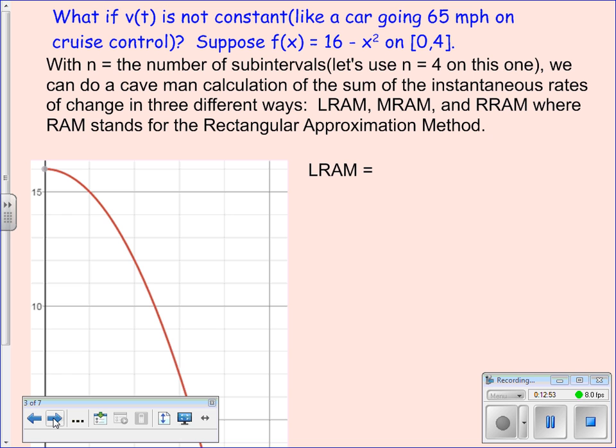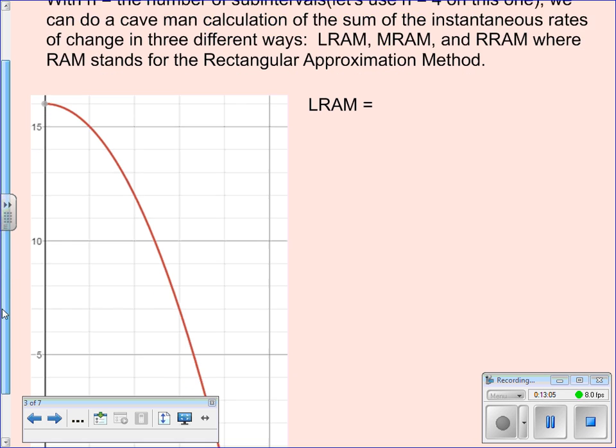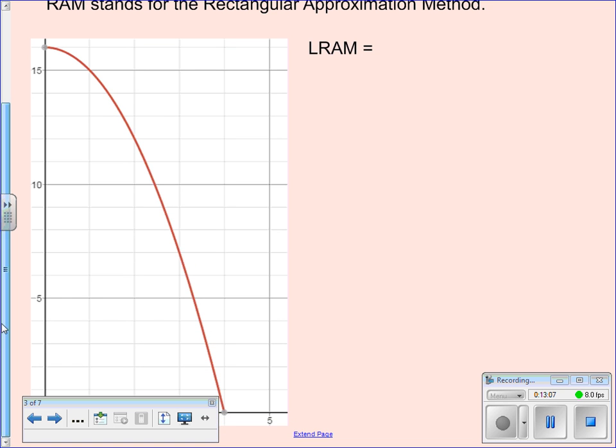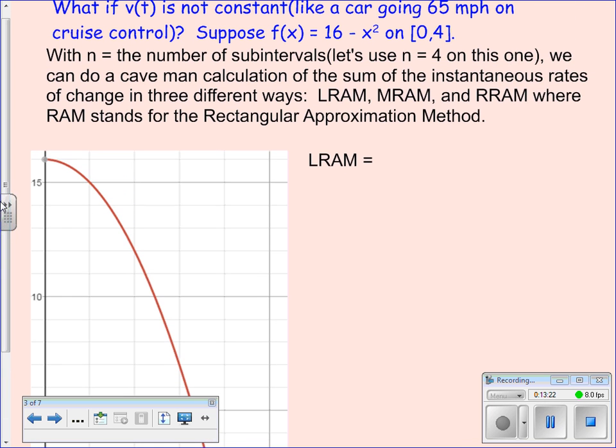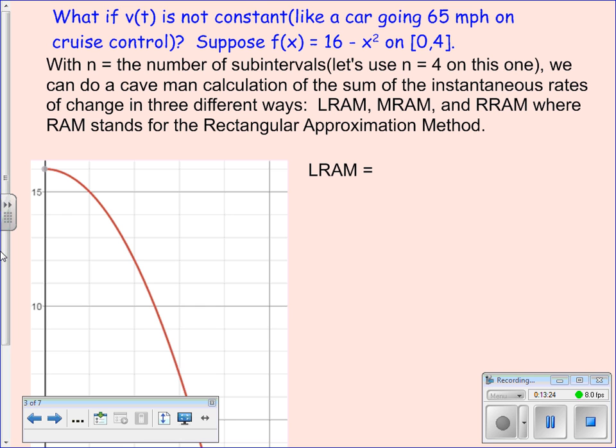So suppose f of x, our function, is 16 minus x squared, and we're going from 0 to 4. So we want to find out what's the area underneath this curve shown here. Now, we will get to a place where we can do this exactly, but we don't have the tools yet to do that. So what we have to do is an approximation.